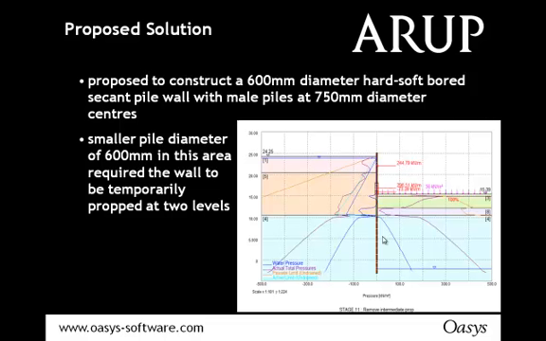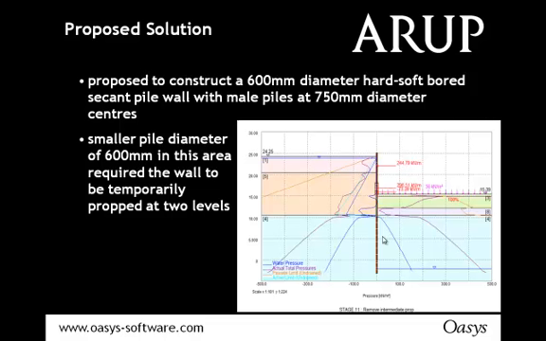So this formed an upstand in the final condition, and it was proposed to construct a 600 mm diameter hard/soft secant pile wall with male piles at 750 mm centres, and the smaller diameter of 600 mm in the area was required to be temporarily propped at 2 levels. So as you can see, there's a run-through there showing how the analysis was carried out.